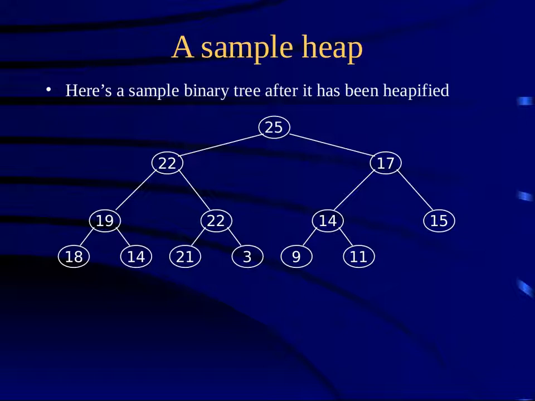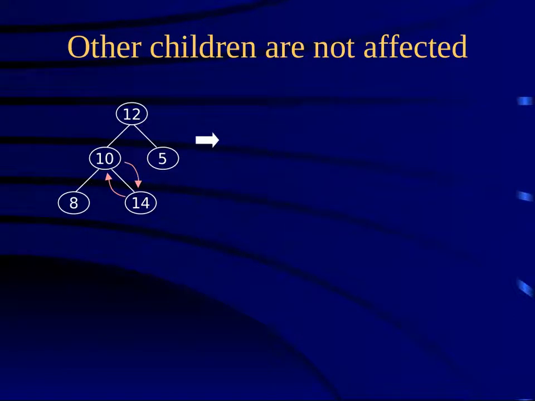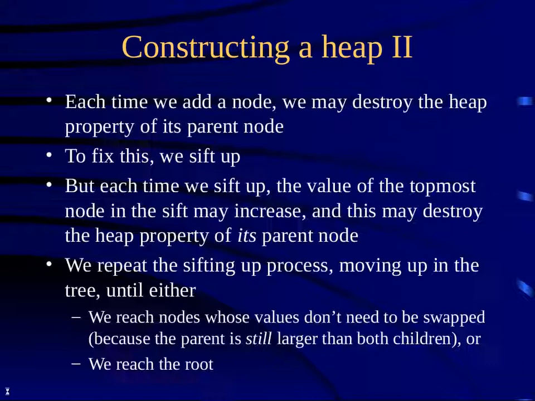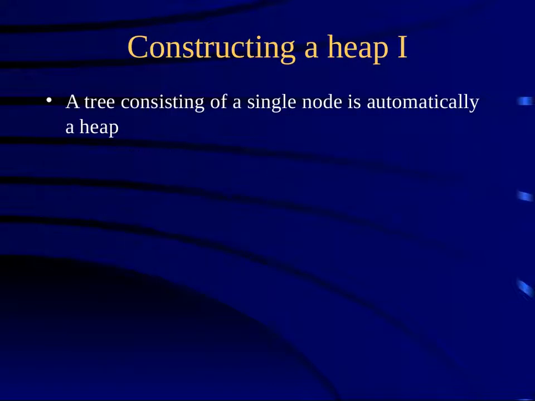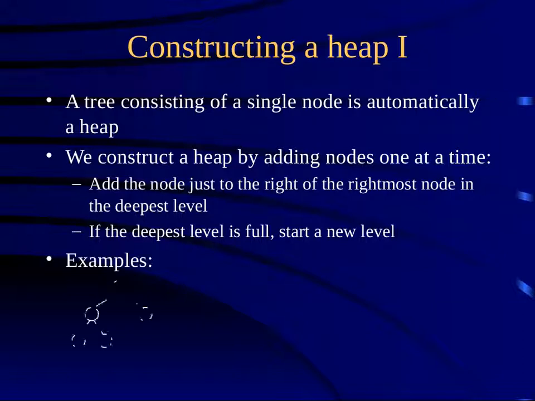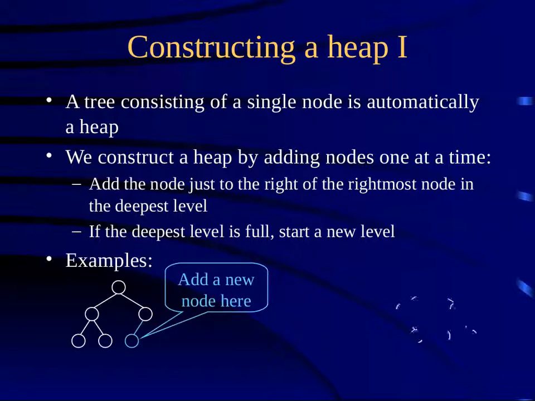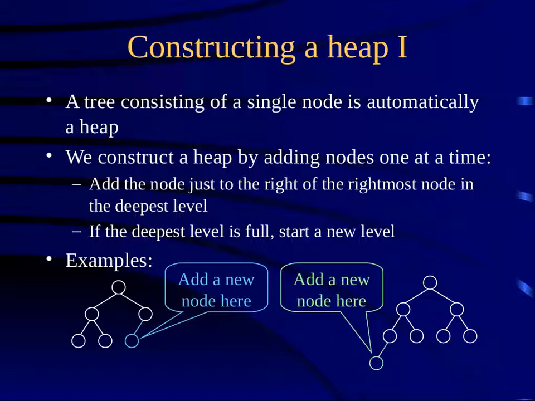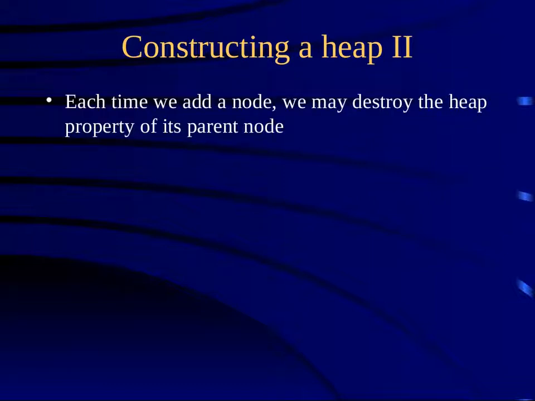Now, let me go back on the slides a little about how we did the sifting up, just to make sure that I cover all of our bases. If it has one node, it's a heap. We construct it by adding a node one at a time in a left-justified ordering. If the deepest level is full, start a new level, otherwise it goes to the right. So first off, that's where we add the node.